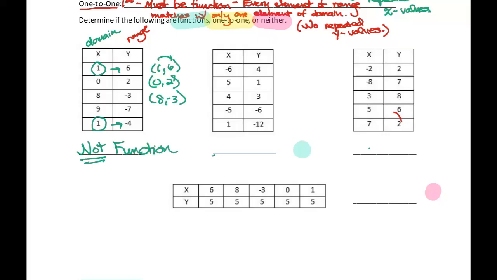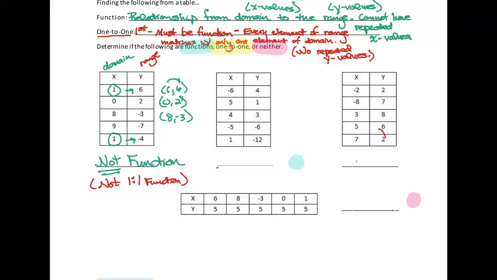Not a function. Does everybody understand that? Okay. Now, if it's not a function, we don't even really have to check for the one-to-one, but we already know that means it's not a one-to-one function either. Okay? So this would be in the category, I guess, I could have just put neither. Okay? Neither.